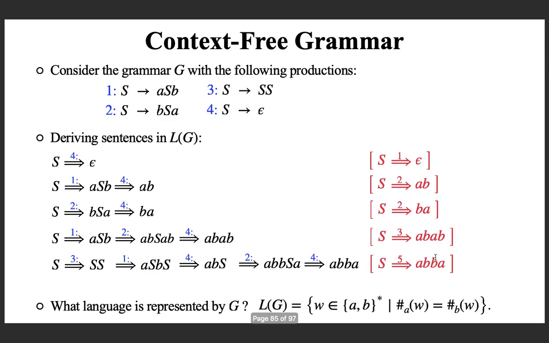You can verify that it is the set of all strings over a, b with equal number of A's and B's. Here A's and B's equal number 0, 1, 2, here again 1 A and 1 B, 2 A's and 2 B's, here again 2 A's and 2 B's. In fact, you can prove that this is generating precisely the set of all strings over a, b with equal number of A's and B's. This is again a non-regular language, but we have a context-free grammar.